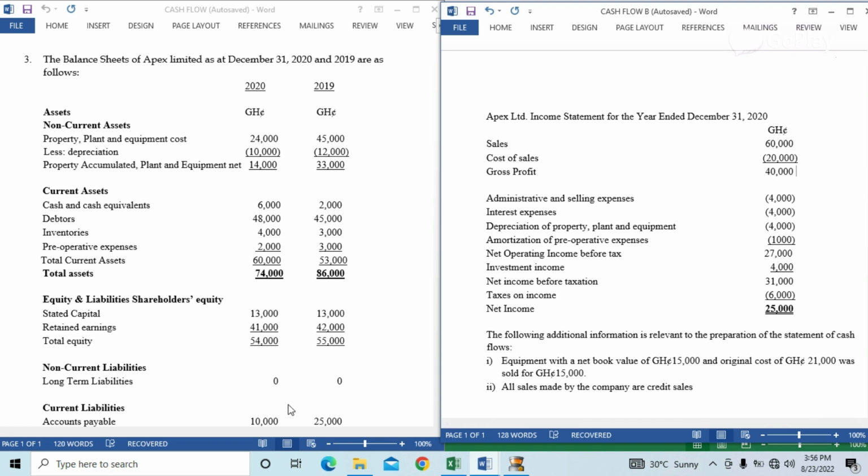Likewise, if the current liability has increased, you add it. The assumption is that maybe the firm has taken money from somewhere to support its activity, so cash is coming in. So there are two rules. When it comes to current assets, if the asset is increasing, subtract the difference; if the asset is reducing, add the difference. And for current liabilities, if the liability is increasing, add the difference; if it is reducing, subtract the difference. It's the opposite of what is under current assets.